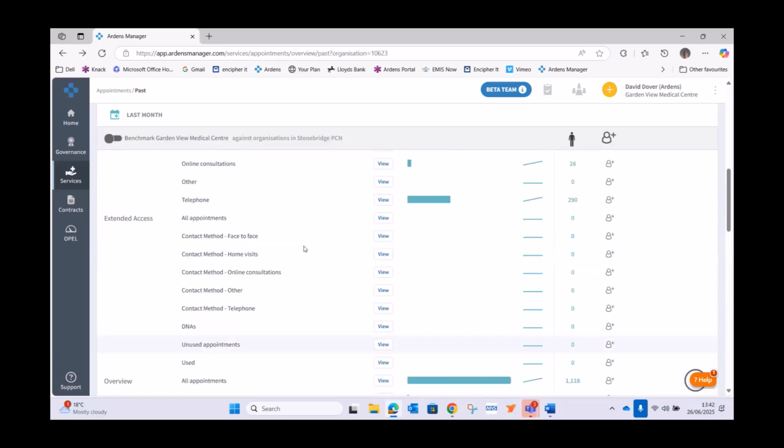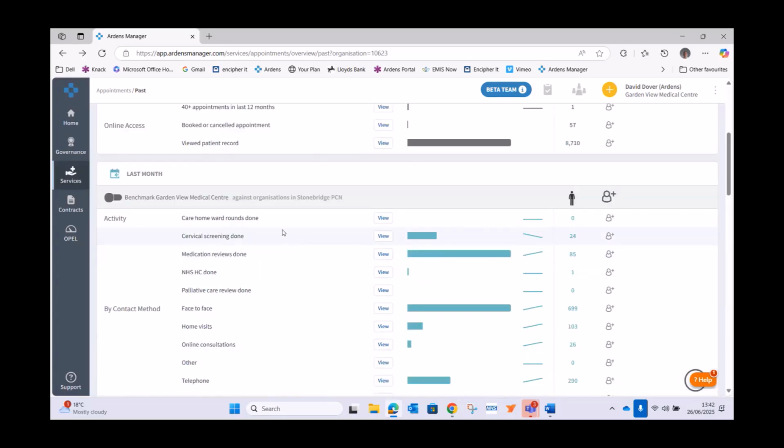You've also on here got all of your activity in and around things like care home ward rounds, NHS health checks, and so on. Now, again, just to highlight, when you look back at network days previously, you had an IIF requirement for care home ward rounds. Again, what does that mean to me in my practice? That means that, looking at this, I've not done any care home ward rounds.